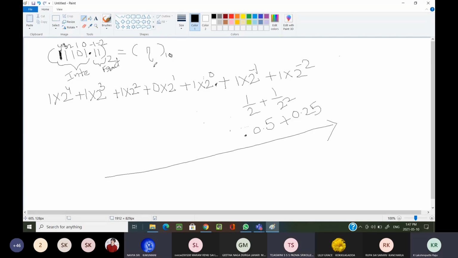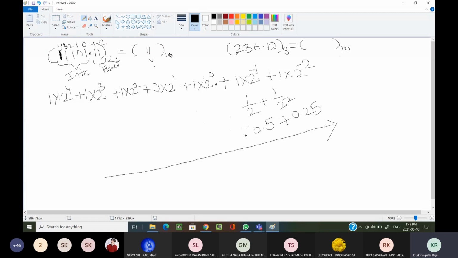Yes, sir. Everyone, are you clear on this point? Now, if it is an octal number, what should we do? Suppose I am writing one more example: 236.12 of base 8. How do I convert this into decimal? I want the answer in the next session.